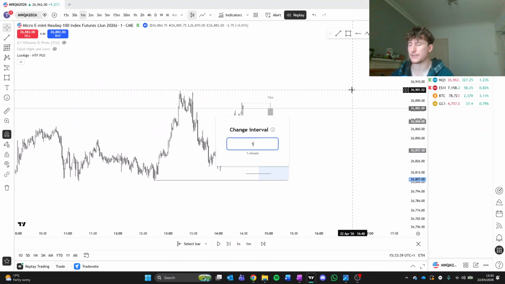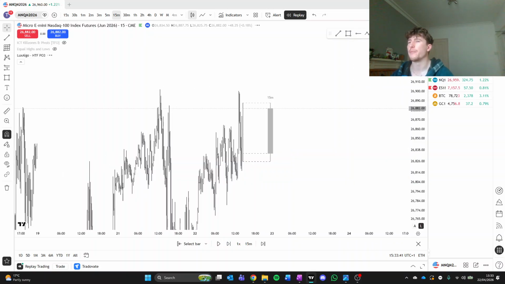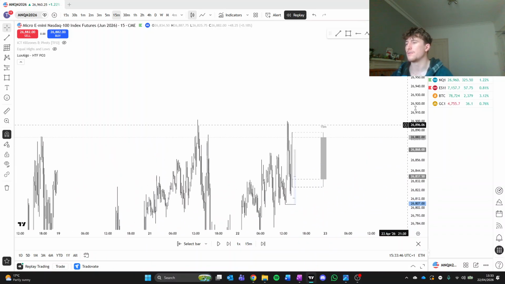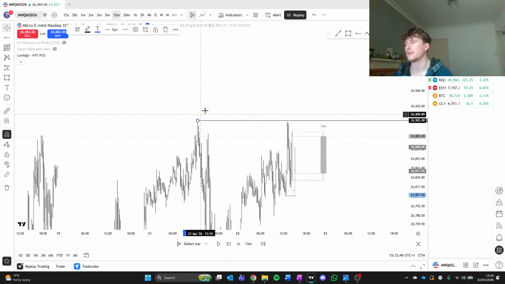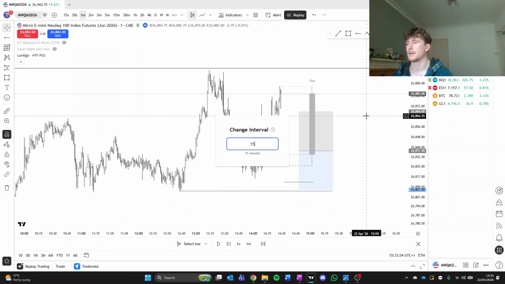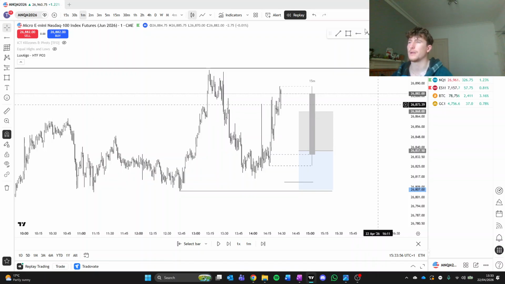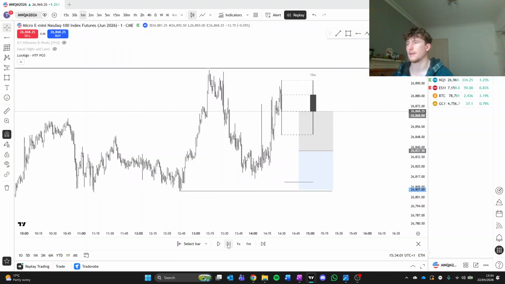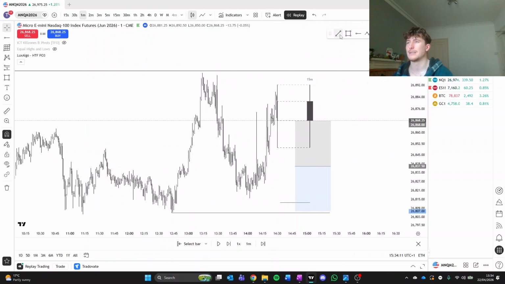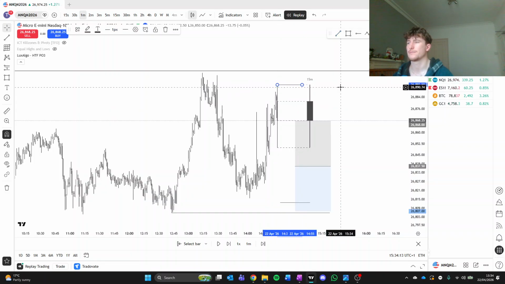Recap time. We start the day off looking like we're going to take out all-time highs, which is this level here. So 9:30 comes and we get a wick up and a wick down. Now I like this, and I'm thinking I want to long towards all-time highs because 9:30 is added to the liquidity pool.